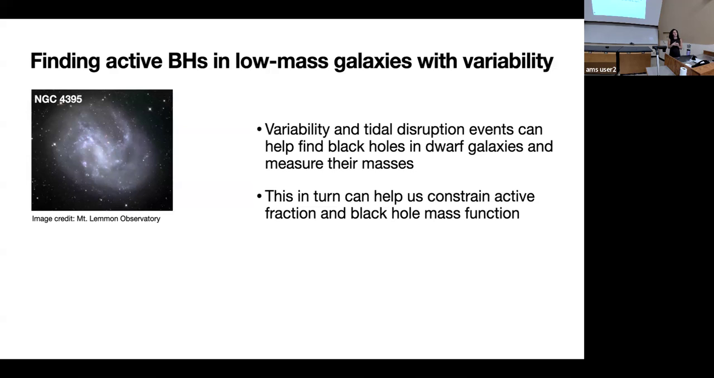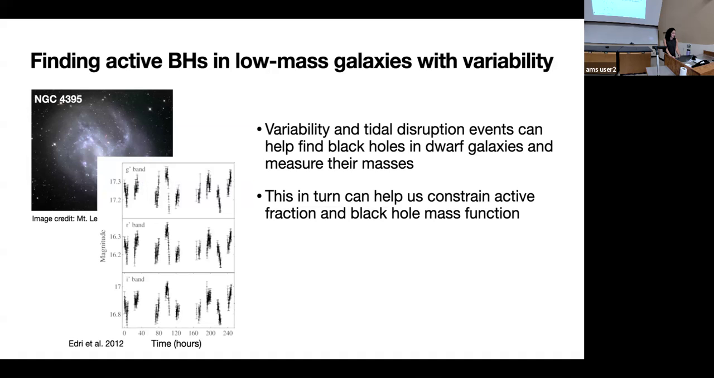So I wanted to see if we could use this variability to find active black holes in dwarf galaxies that we may have missed otherwise. Variability, so changes in the brightness from the center of the galaxy over time, and other flares due to the presence of black holes called tidal disruption events might be able to help us find black holes in dwarf galaxies, measure their masses, and place some observational constraints on these black hole formation theories.